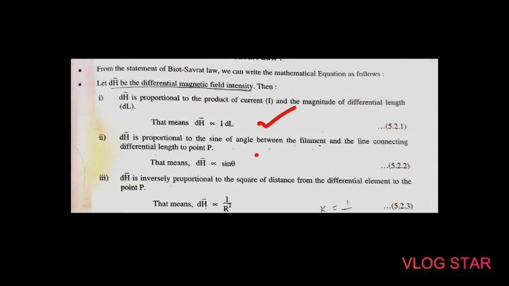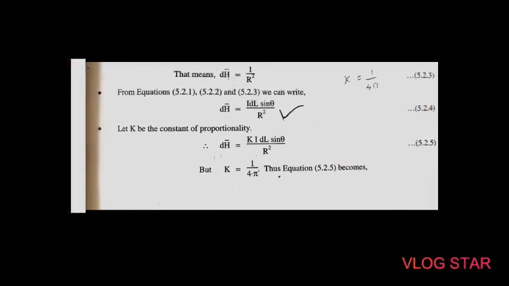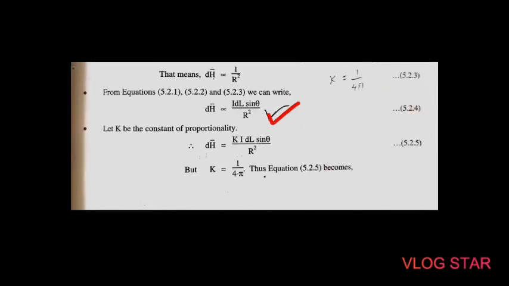And second is sin theta. So we can write dH bar is directly proportional to IdL sin theta, and it is inversely proportional to R square. So this is the R square value. Here, let K be the constant of proportionality. So dH bar is nothing but K into IdL sin theta upon R square.